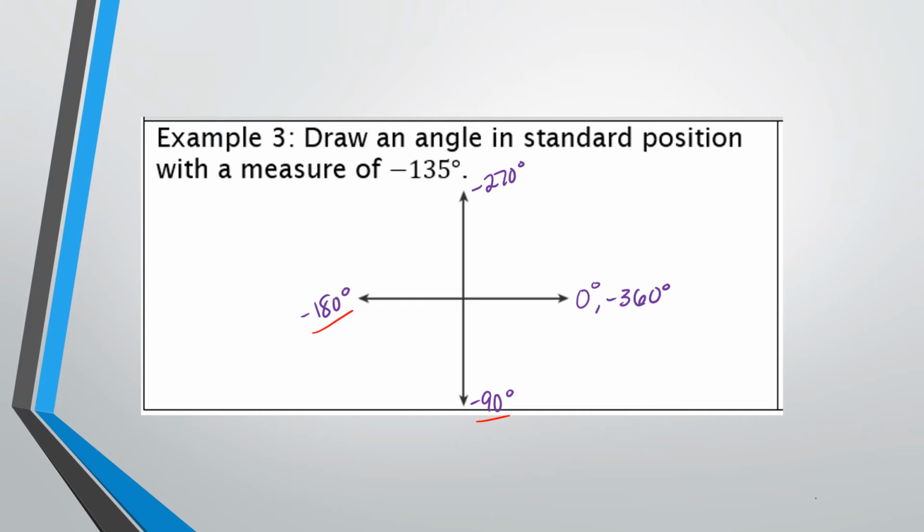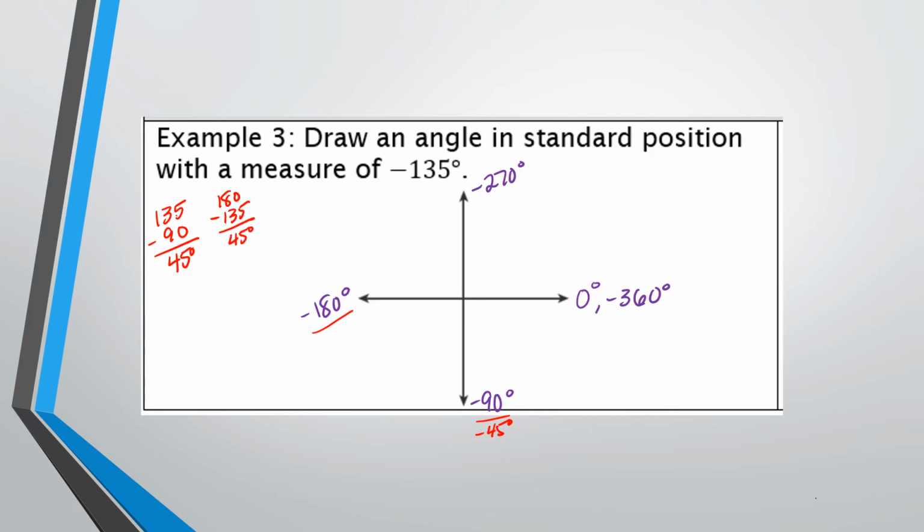So if I take 135 and I subtract 90, the answer that I get is 45. So what that means is that if I take negative 90 and I subtract 45 more degrees, that would get me to 135. Now I'm going to take 180 and I'm going to subtract 135. And again, I'm not really worried too much about the negative angles. I just want to see how far apart these numbers are. If I subtract those, I also get 45 degrees.